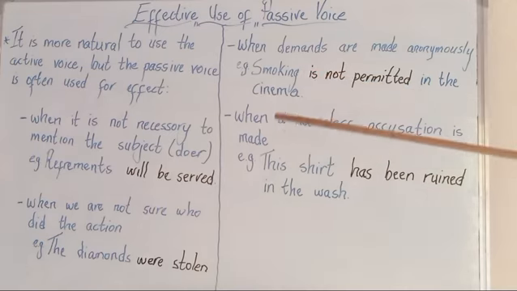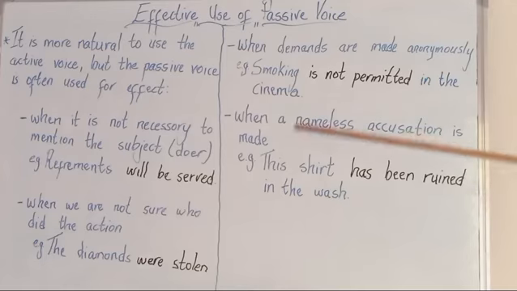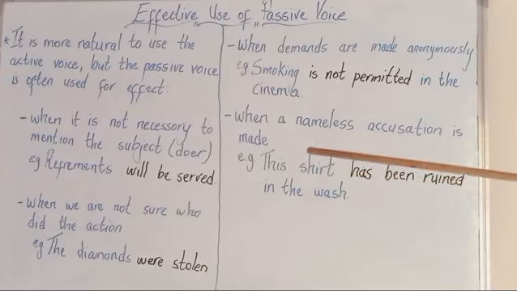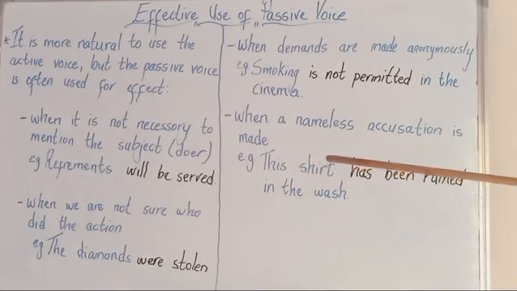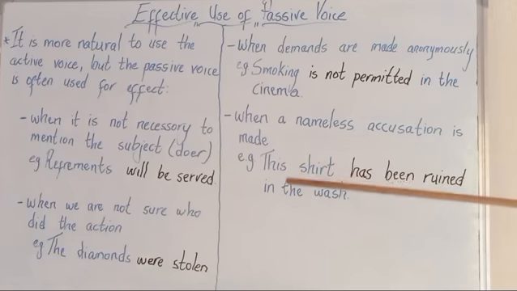Then we move to when a nameless accusation is made. So basically when we don't know who did what. When we don't know who did anything, then we cannot name the doer. Then we use a passive voice.